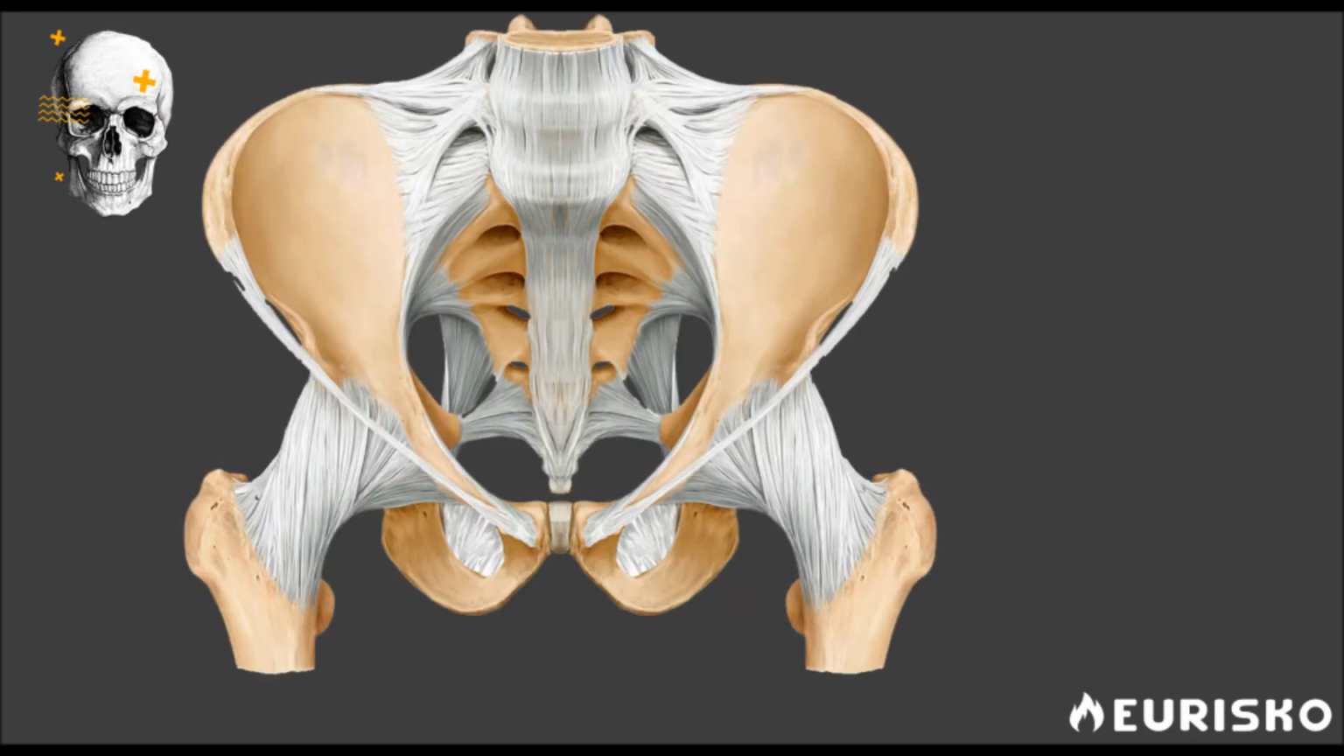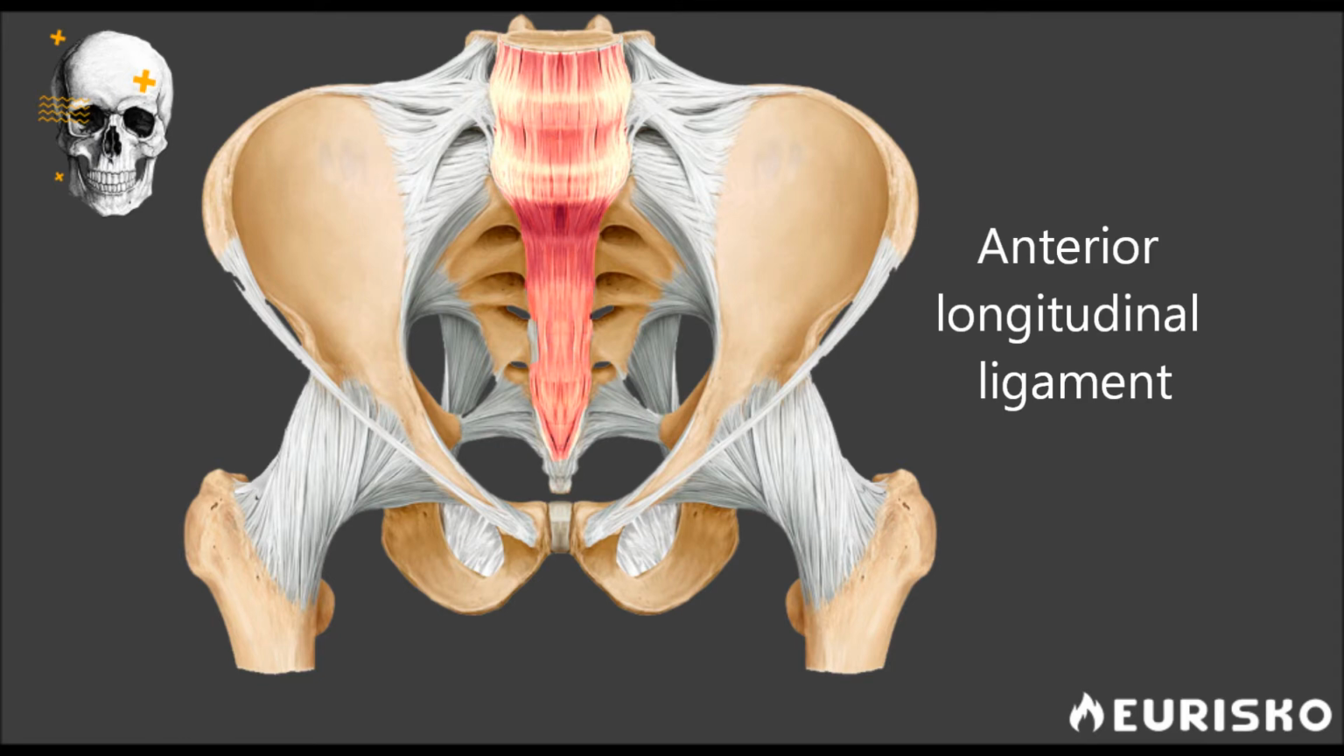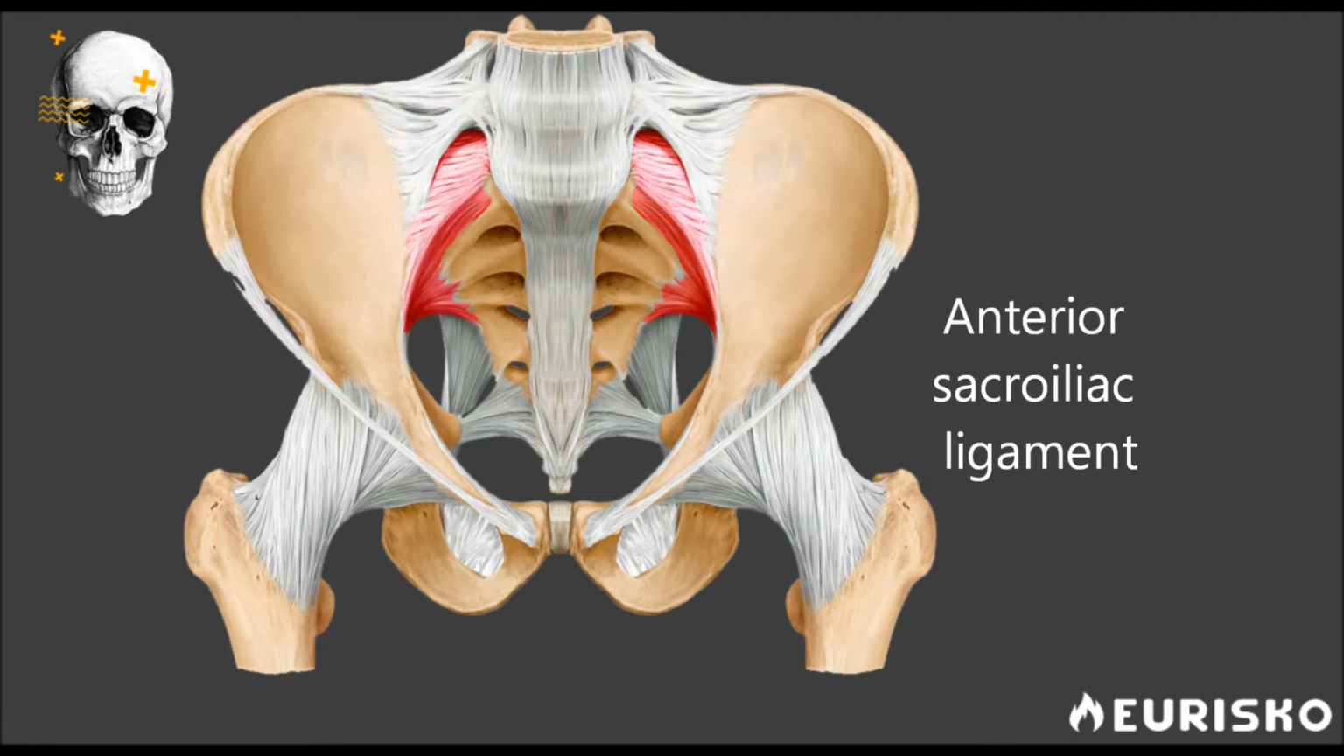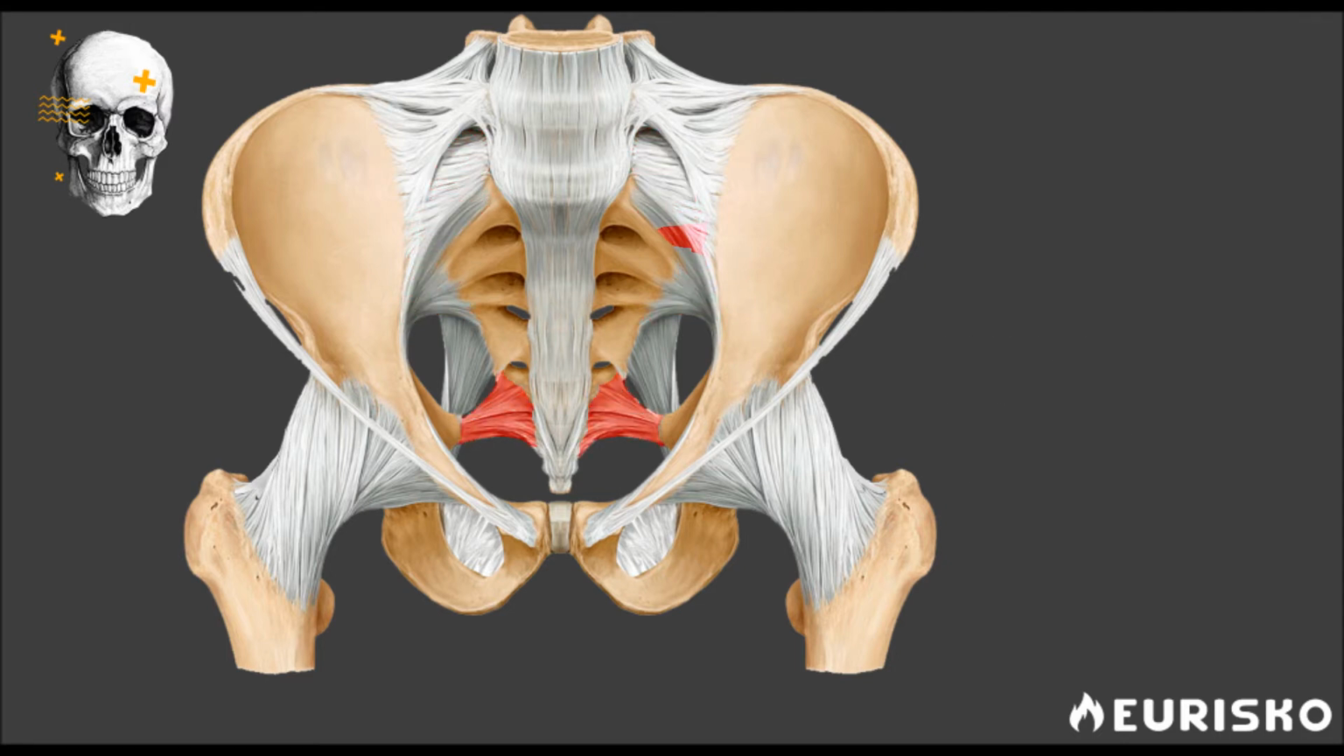Pelvic ligaments stabilize the pelvic girdle. The anterior longitudinal ligament of the vertebral column ends on the anterior surface of the sacrum. The iliolumbar ligaments connect the bodies of the lower lumbar vertebrae with the iliac crest. The anterior sacroiliac ligament passes between the iliac tuberosity and the lateral margin of the anterior sacral surface. The ischial spine is connected to the sacrum via the sacrospinous ligament. The sacrotuberal ligament passes between the ischial tuberosity and the sacrum.